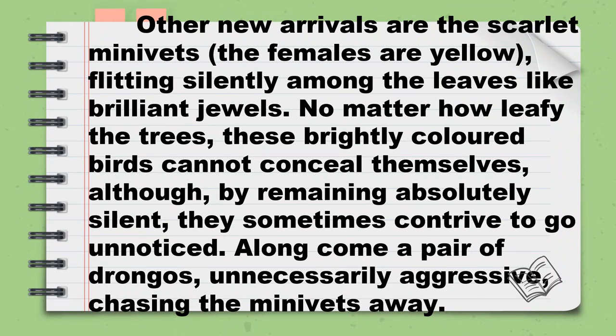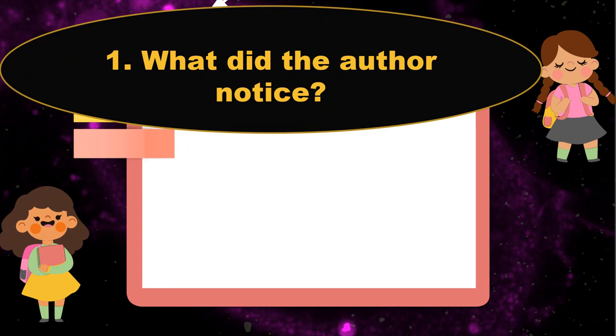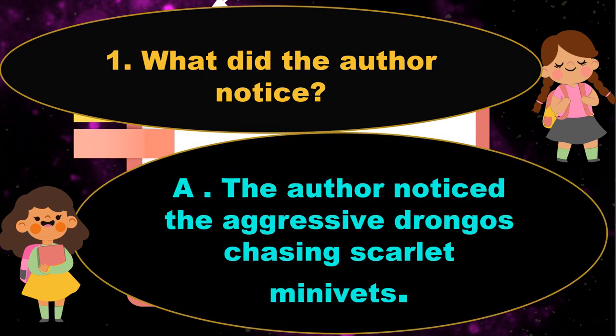And there is another bird species named drongos, which also comes along, quite unnecessarily aggressive in nature, and they chase these minivets away. Children, what did the author notice? Yes, the author noticed the aggressive drongos chasing scarlet minivets.